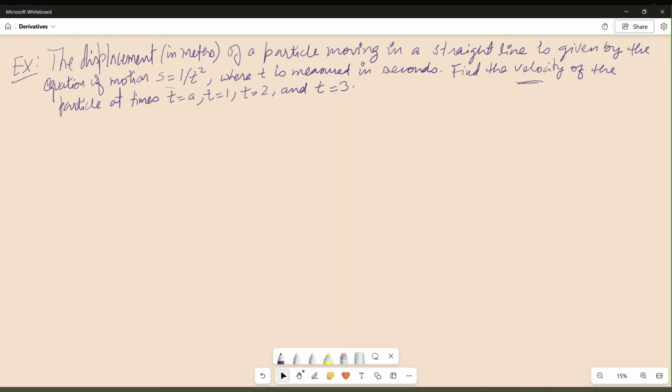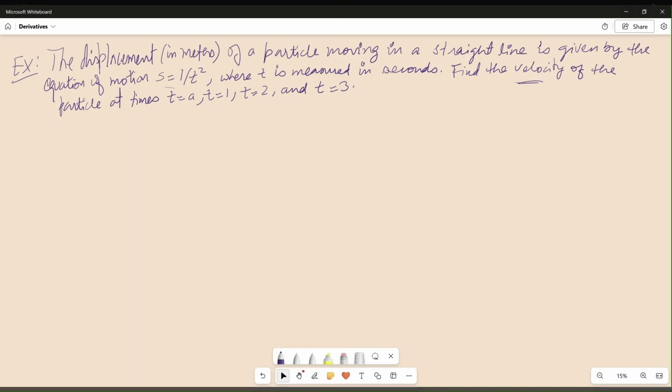So the problem is: the displacement in meters of a particle moving in a straight line is given by the equation of motion s equals 1 over t squared, where t is measured in seconds. Find the velocity of the particle at times t equals a, 1, 2, and 3. So we are looking for the rate of change here, which is the derivative.